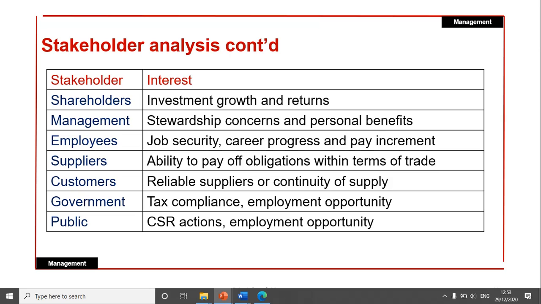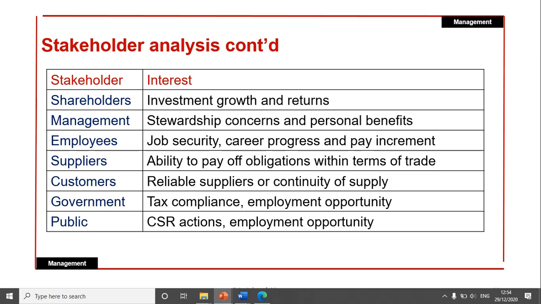The next stakeholder group is supplier. Now, the interest of the supplier is ability to pay. Does the customer have an ability to pay off obligations as they fall due? Suppliers can react if they are not paid on time. They may stop offering credit supplies, and they may insist that you buy from them on a cash basis, or they may even impose penalties such as overdue interests on overdue invoices. They can react. That is the point.